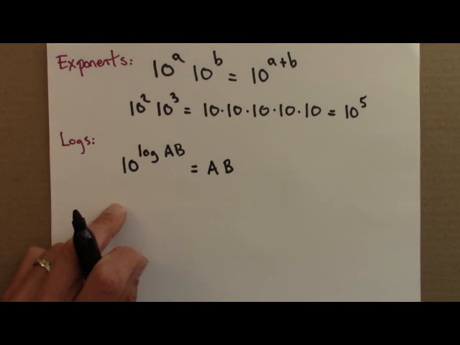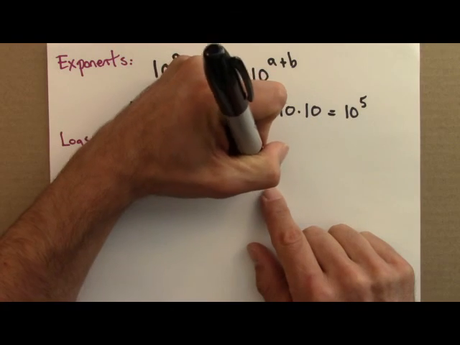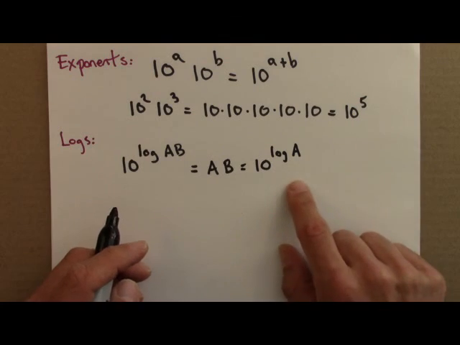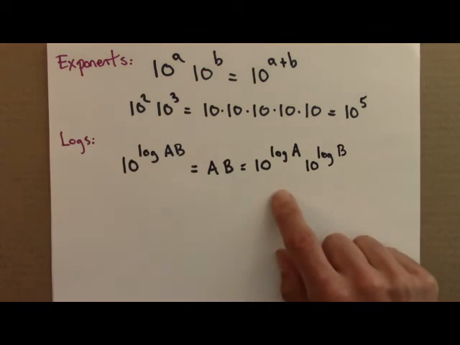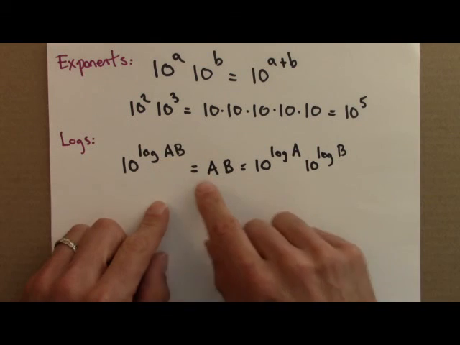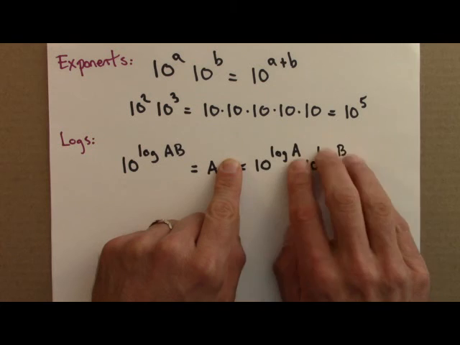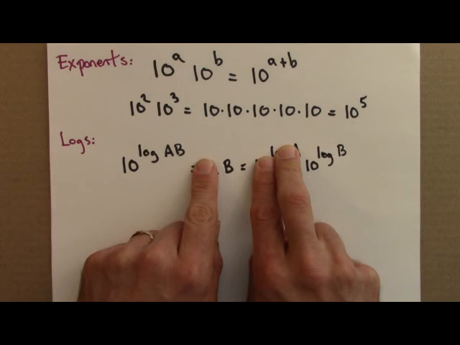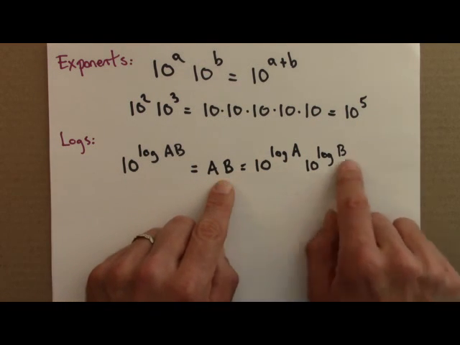So now I'm going to write A as 10 to the log A, and B as 10 to the log B. And why can I do this? Well, again, I'm just using the definition of a log. A is 10 to the log A. These two just undo each other. And B is 10 to the log B. So I can just do that substitution. A is 10 to the log A, B is 10 to the log B.